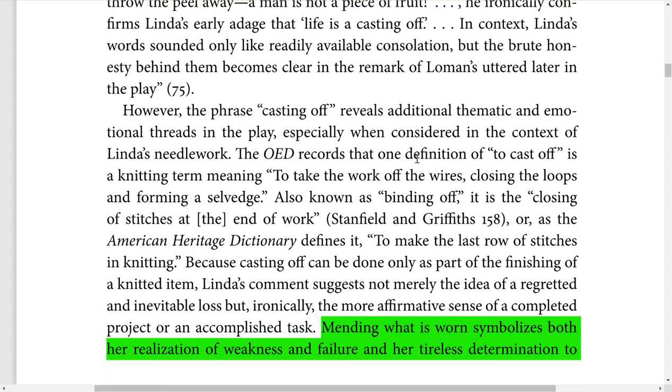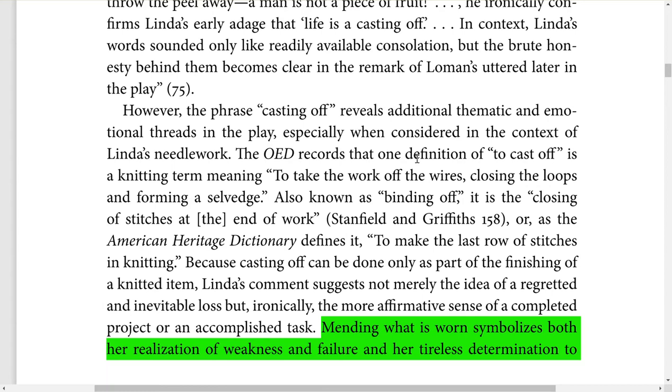an accomplished task." So you see, whereas all the previous scholars have been discussing how she tries to bond and create and sew these things together to prevent that inevitable loss, our writer here says that, quite ironically, it is an affirmative sense of a complete project.